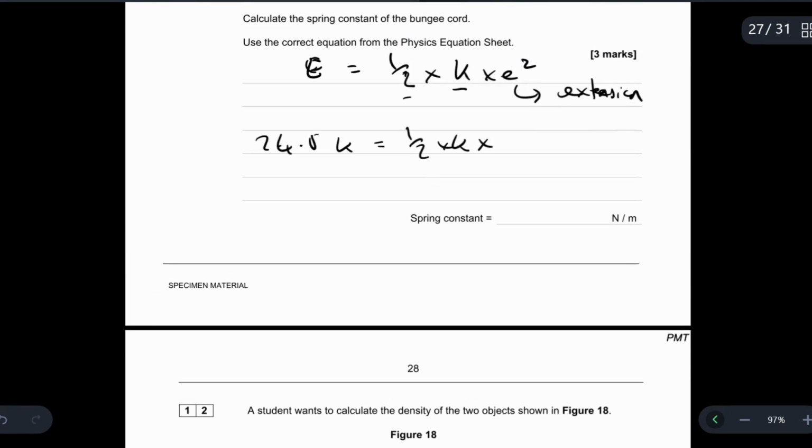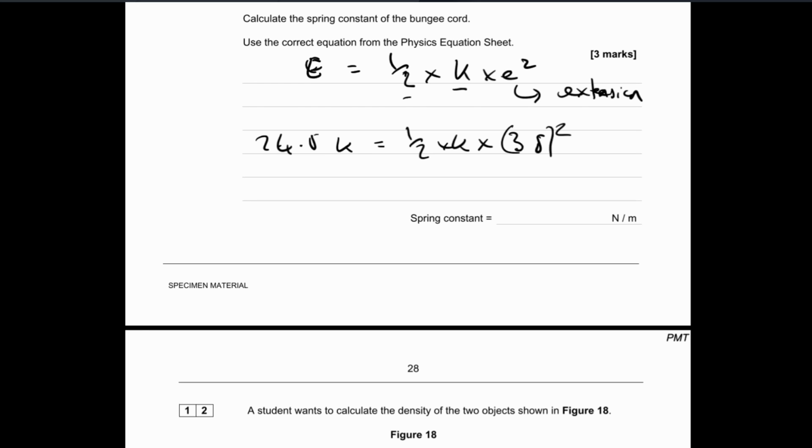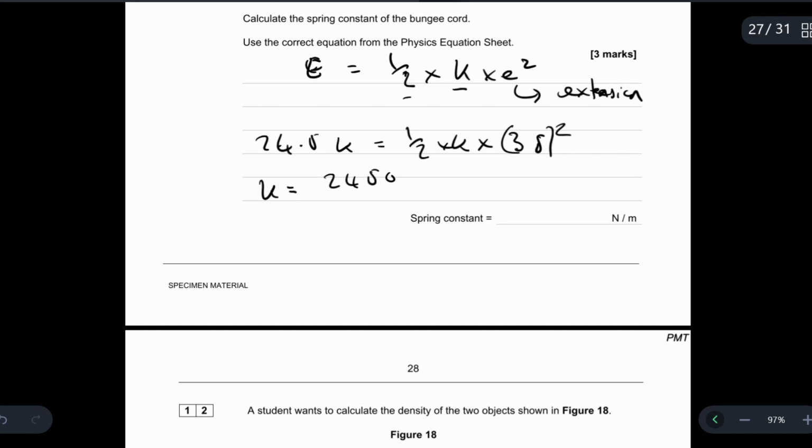We can go back to our question and plug this in. Half times k times 35 squared. And then when you rearrange, your k should equal 24,500. You've got to convert this from kilojoules to joules, sorry, divided by a half times 35 squared. When you plug that into your calculator, you should get a spring constant of 40. And so you end up with a spring constant of 40 newtons per meter.